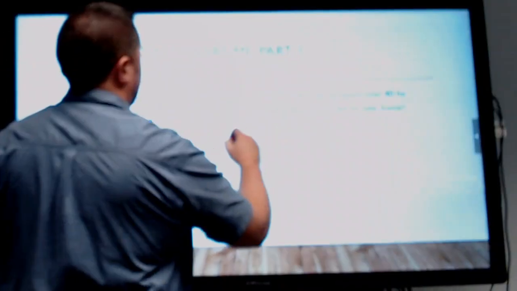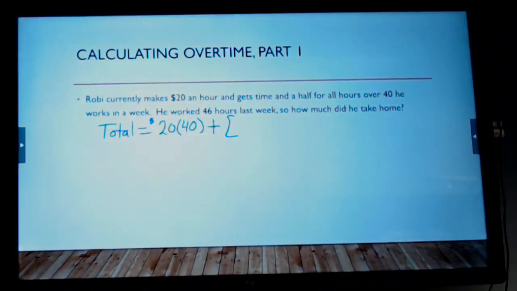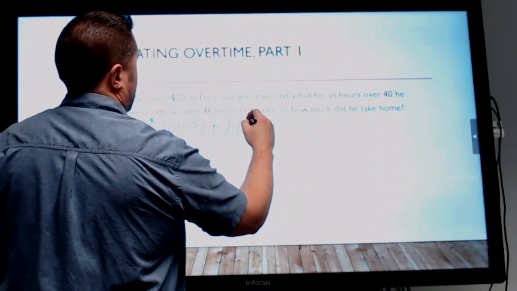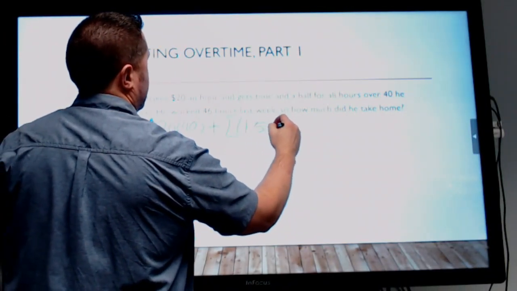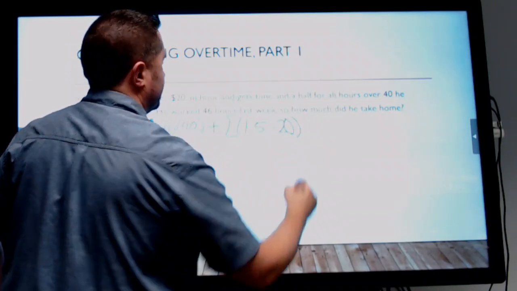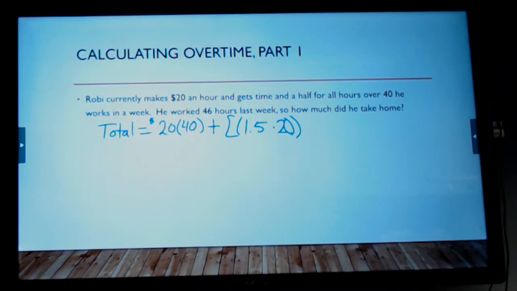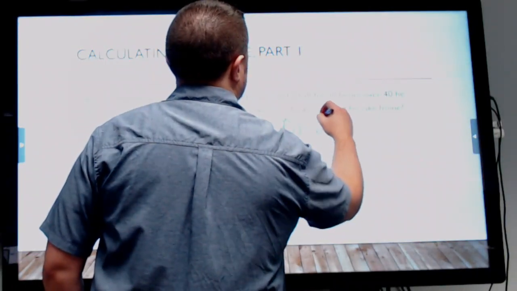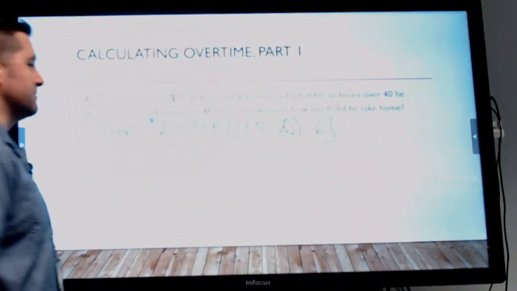So we're going to use a bracket, okay? Because for one thing, he gets 1.5 times 20. That's the ugliest 20 I think I've ever written in my life. So he gets 1.5 times 20, and then that gets multiplied by how many hours he worked extra, which was how much? 6. Yeah. So 1.5 times 20 times 6, and then close your bracket.